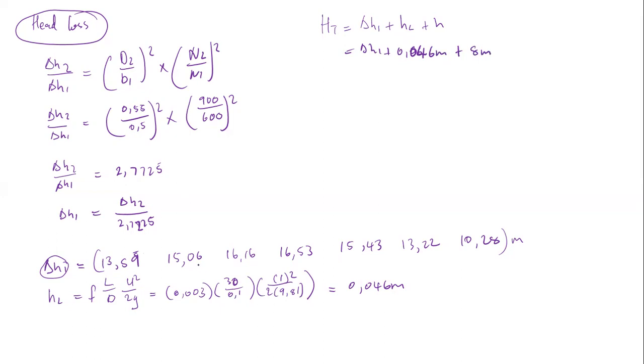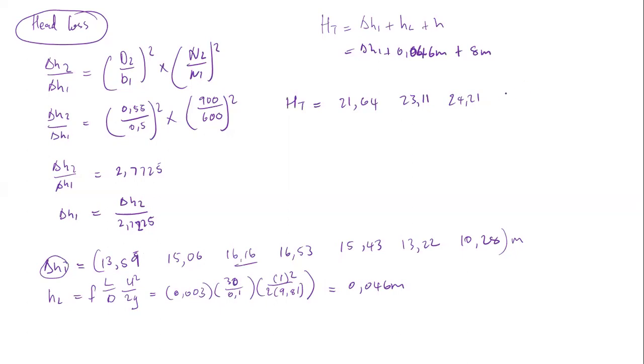So I'm going to add all of these values individually. What I'm going to get for H total in meters is 13.59 plus 0.046 plus 8 meters. On my calculations, I got 21.64. Then again, 15.06 plus this number plus that number, I got 23.11, and so forth. We consider this again, 16.16 plus this plus that, and this is what I got.